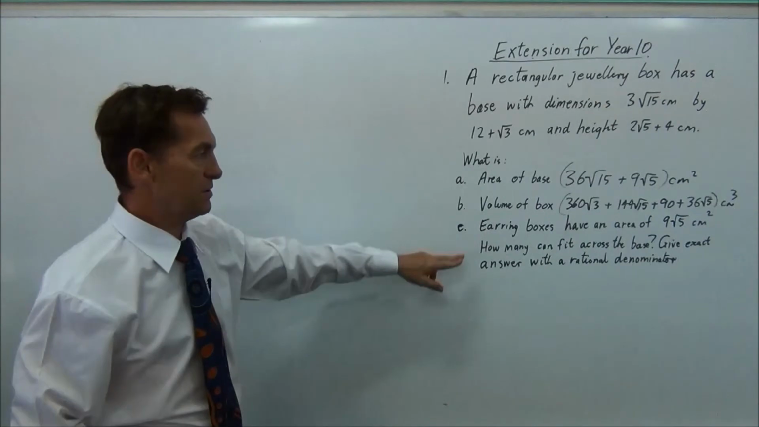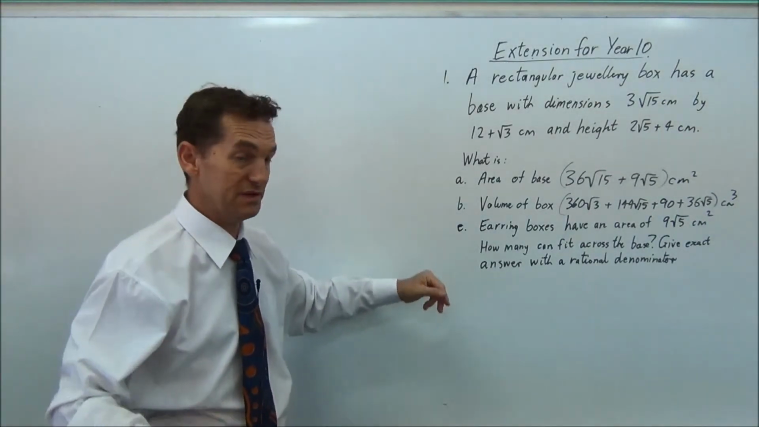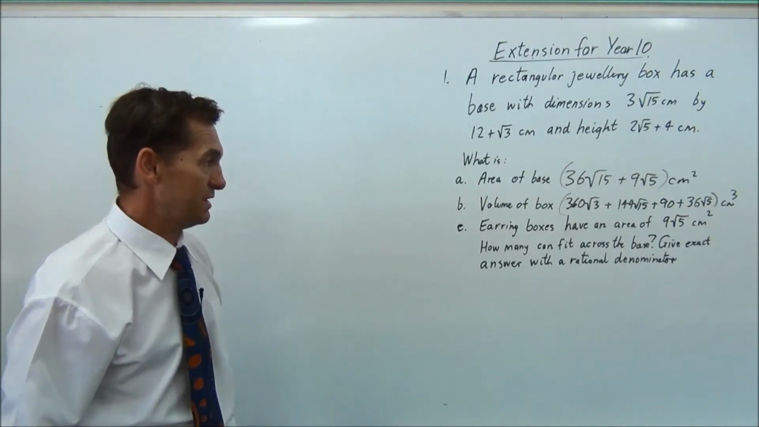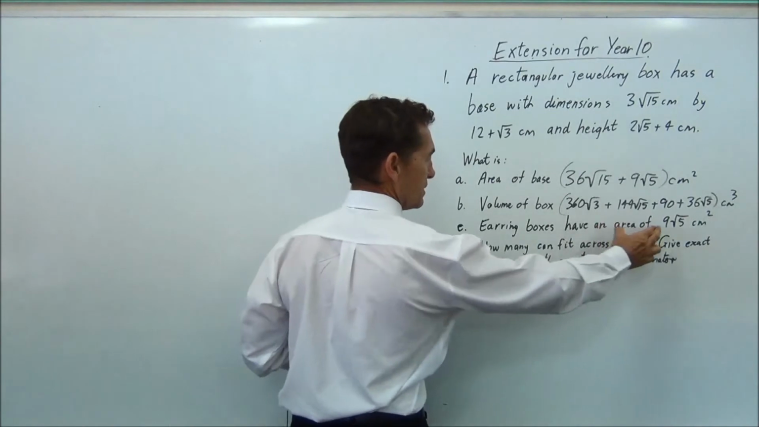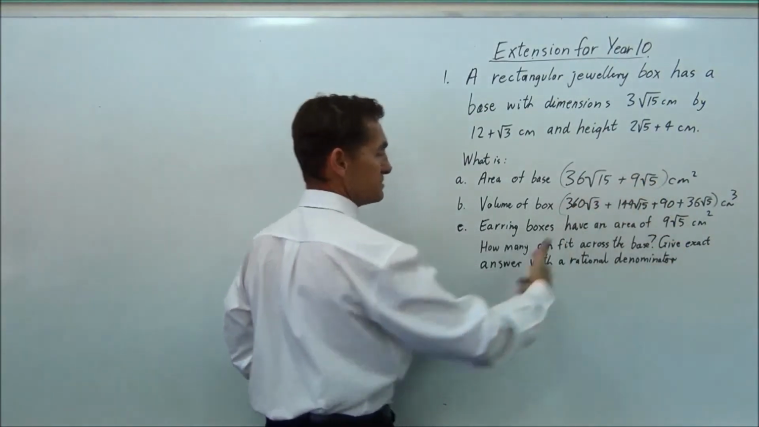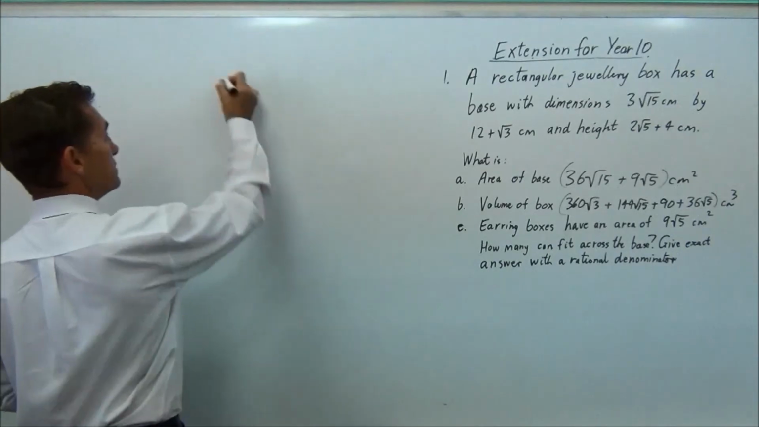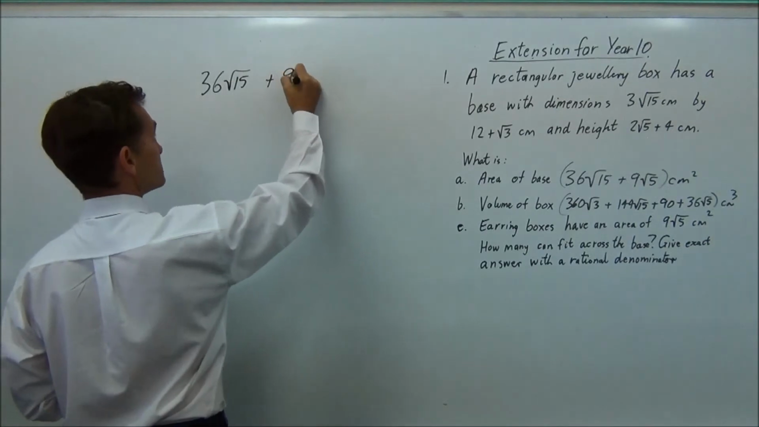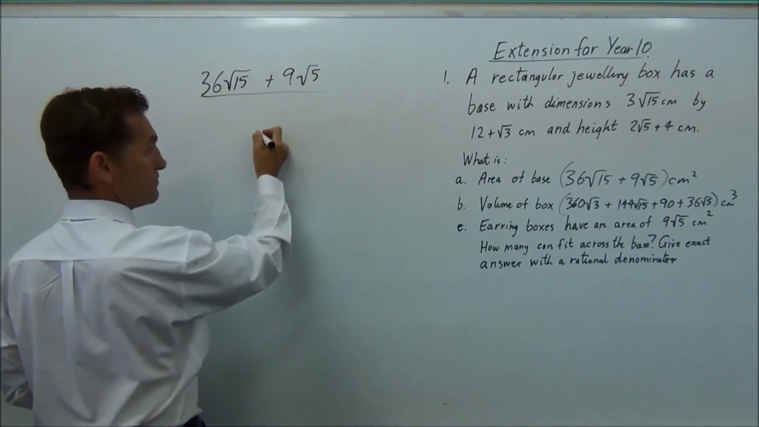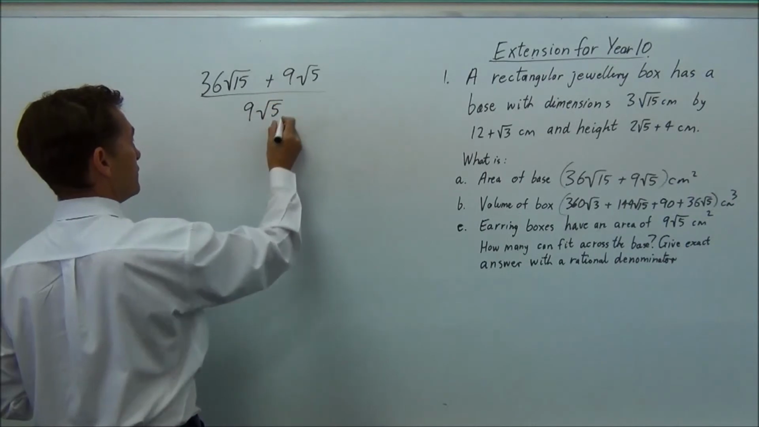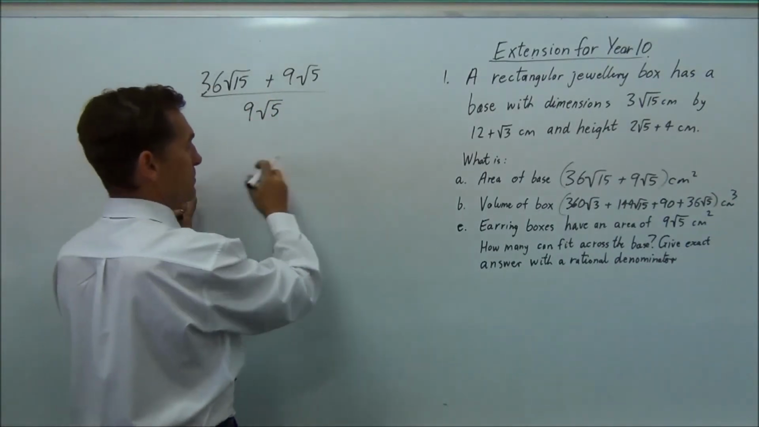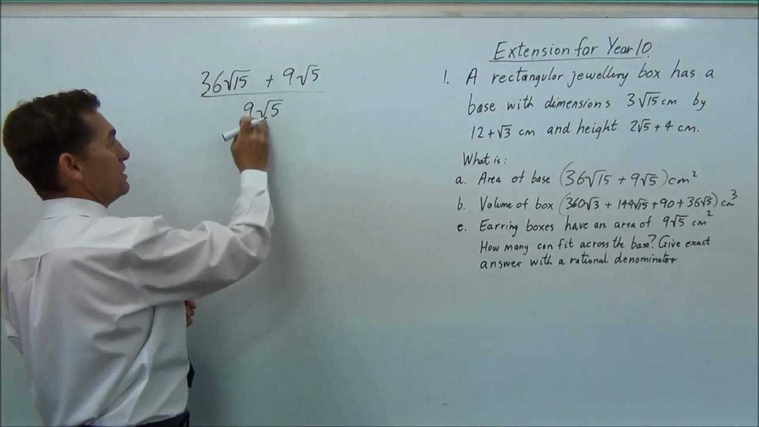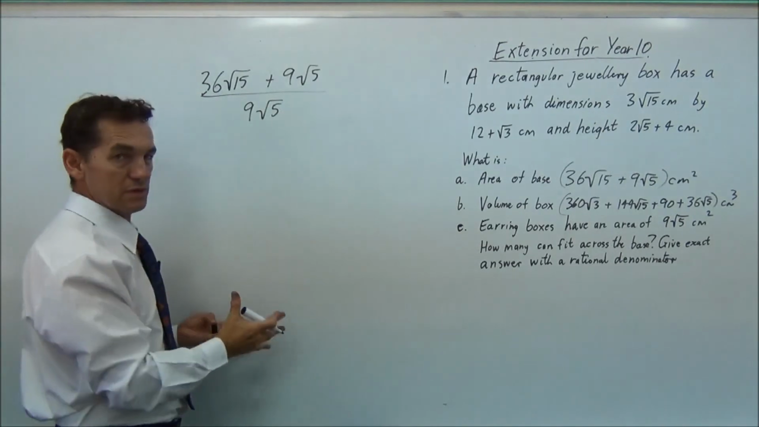Earring boxes have an area of 9 root 5 centimetres squared. How nice. How many can fit across the base? Give exact answer with rational denominator. So really you're just doing how many times can this go into this. So it's a pretty straightforward division. Is 36 root 15 plus 9 root 5 divided by 9 root 5. So again, instead of multiplying number and number, root and root, we're going to divide number and number and divide root and root. Okay, so it's pretty straightforward.